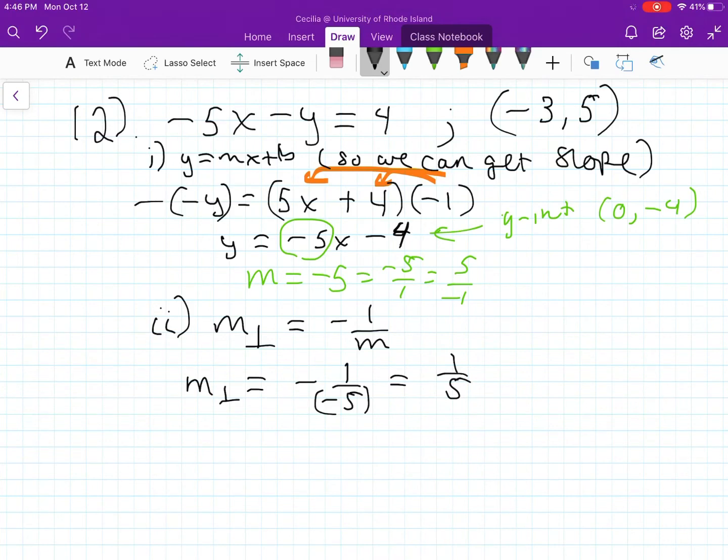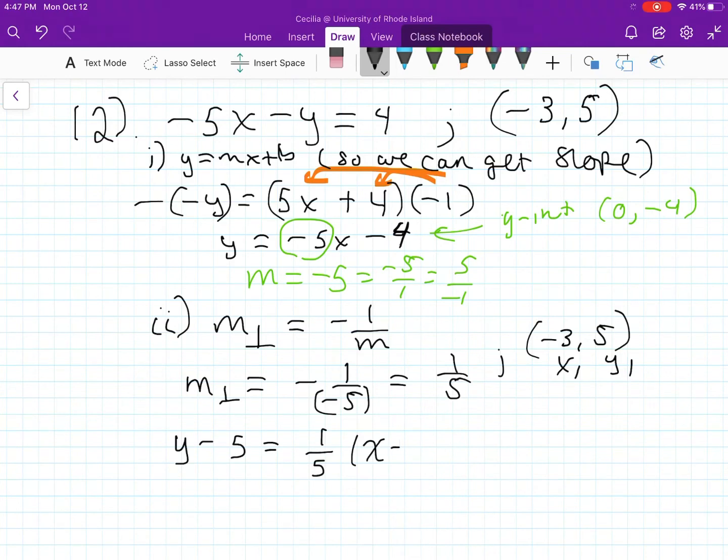And the point we want to go through is negative 3, 5. So we want to go through the point negative 3, 5. Okay. So if we wanted to write the equation for this line, we would use that point slope equation of a line. Remember, this is x1, y1. And we'd say equals 1/5 x minus a -3, right?